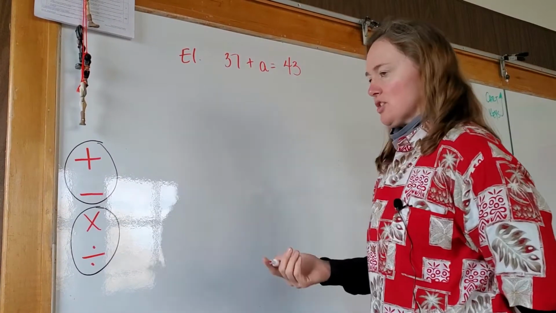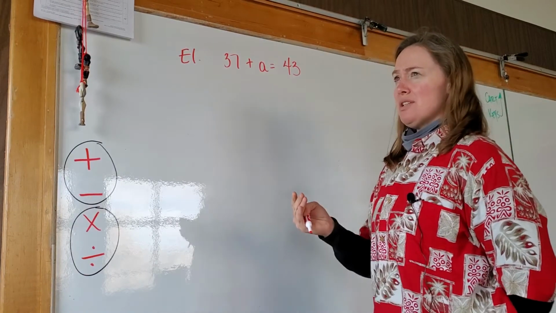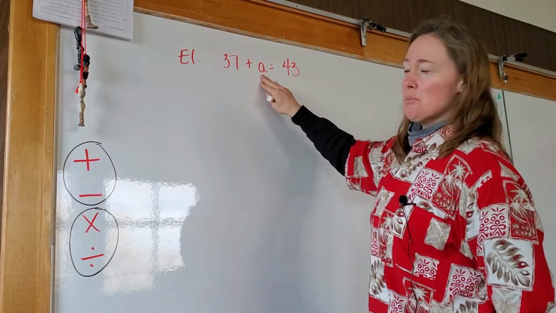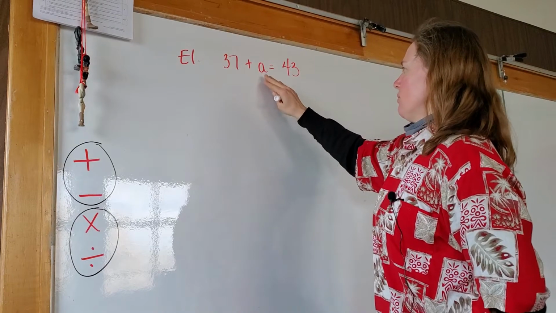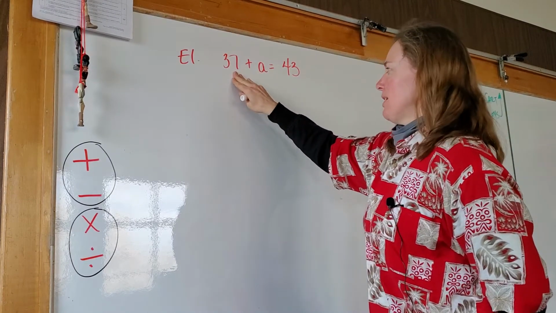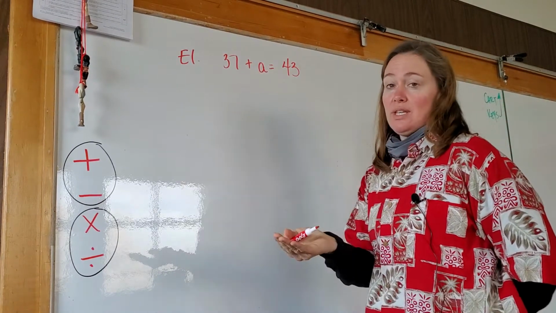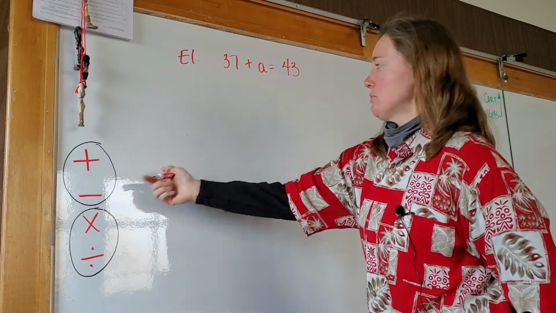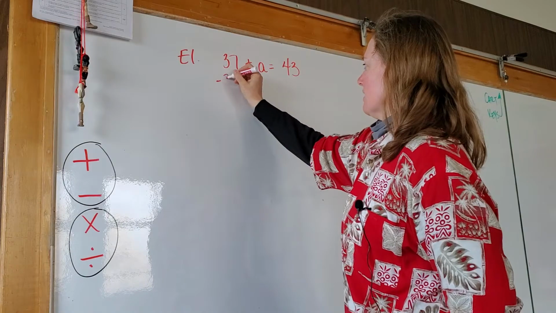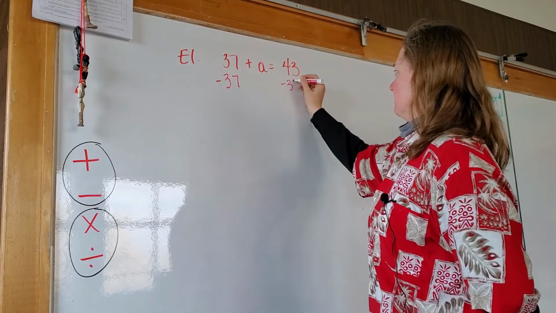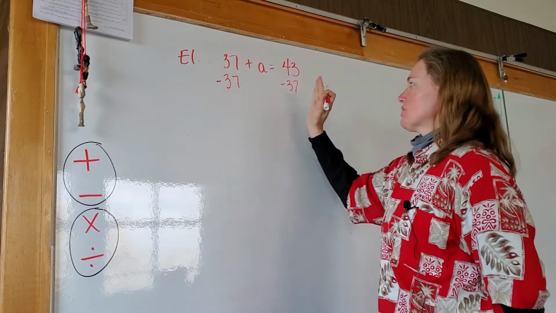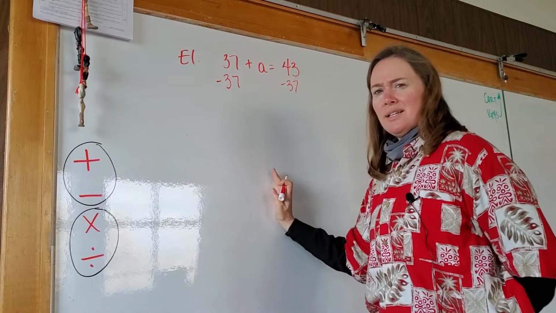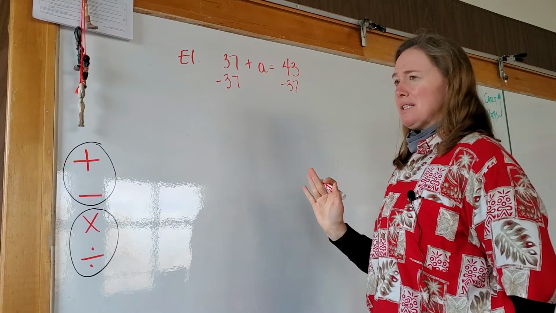So first question you should ask is, what's happening to the variable? a is the variable. What's happening to a? Well, a is being added by 37. So then we should do the inverse of that, or the opposite. Inverse of adding, subtraction. So we're going to subtract 37 from both sides of the equals.